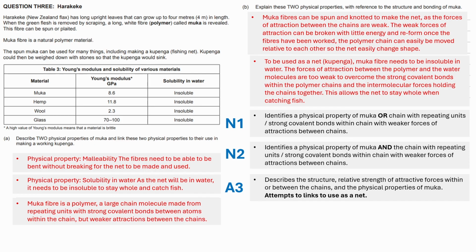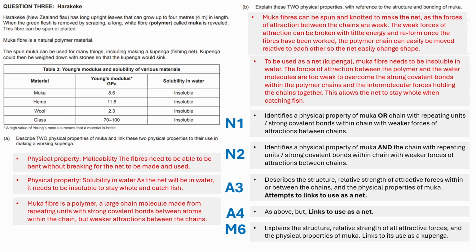A3, we're doing what we put in N2, but now we're going to link it to its use as a net. So we have to say it is insoluble, so it's good to use as a net because it won't dissolve in water, or it is malleable, so it's good to use as a net because it can change shape when we get fish in it. A4, as above, but actually gives good links to the net. So for A3, it attempts to link it to the net. It isn't super clear or perfect, but for A4, you're going to make both attempts to link to the net. M6, it explains the structure.